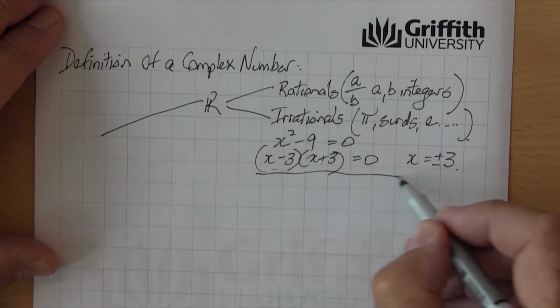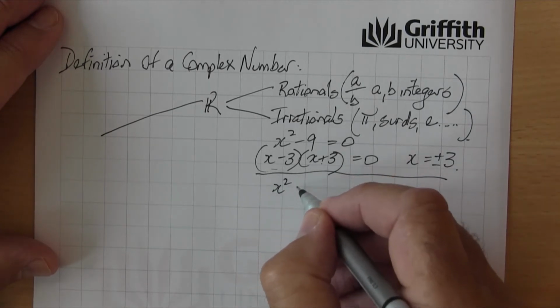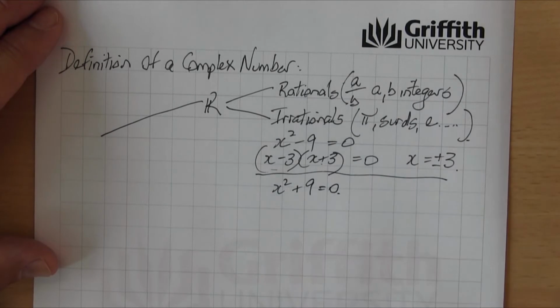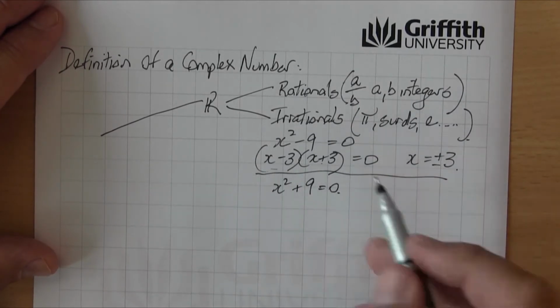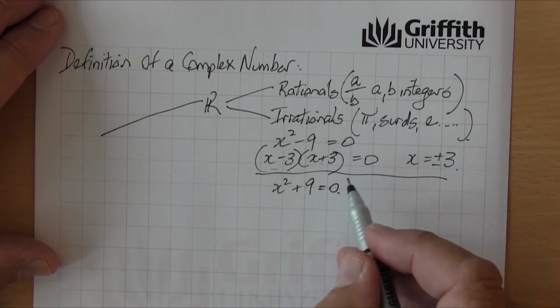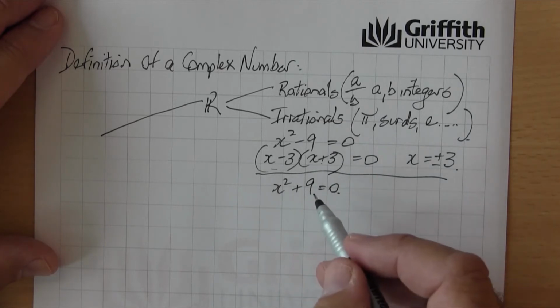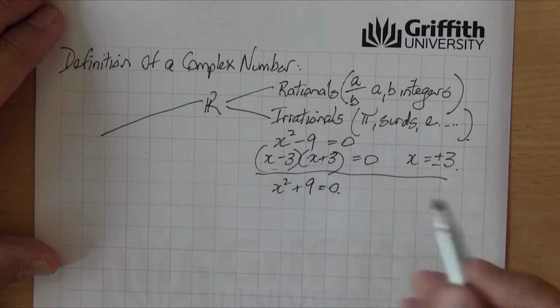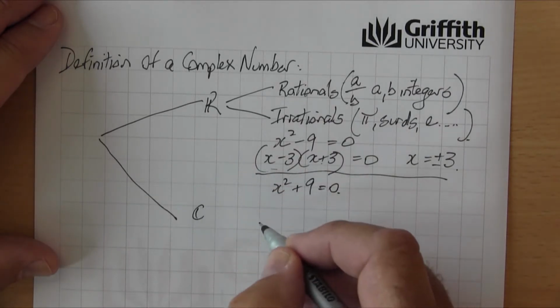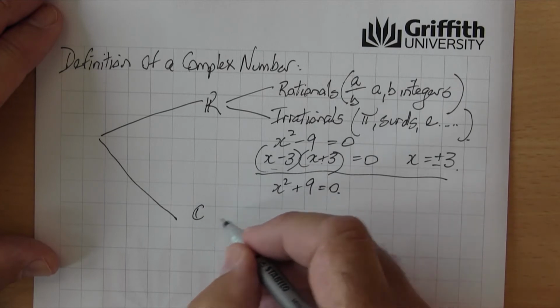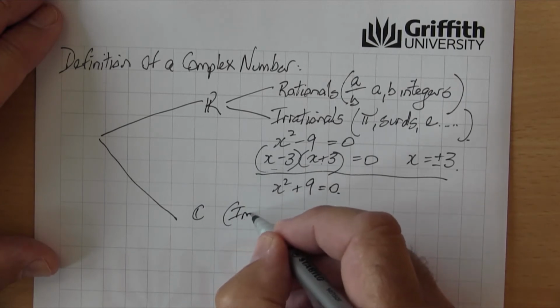However, what happens when we want to solve x squared plus 9 equals 0? We can't factorise that under the real number system, and so we need a mechanism or a family of numbers that allow us to solve that. So hence arises the complex number system, and these are sometimes called imaginary numbers.